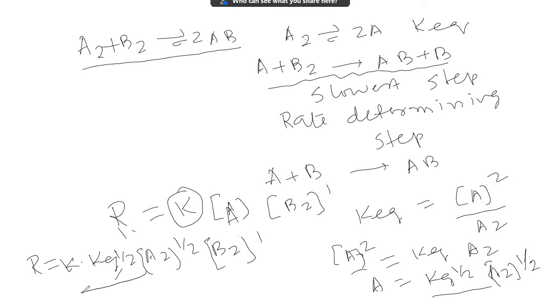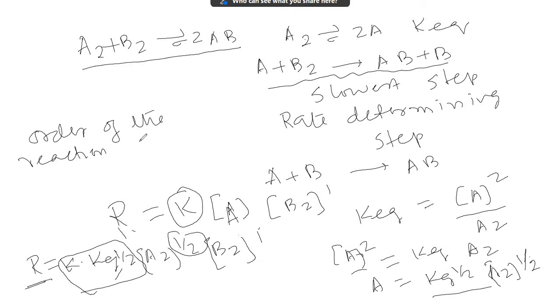This whole thing is a constant. K into K equilibrium to the power half is a constant. It is the rate. Order is the sum total of stoichiometric coefficient in the rate determining step. In this case it is half, in this case it is 1. So order of the reaction is one plus half, that is 3 by 2, that is 1.5. So in this case I found the order to be fractional. I told you order can be positive, negative, 0 or fraction also.